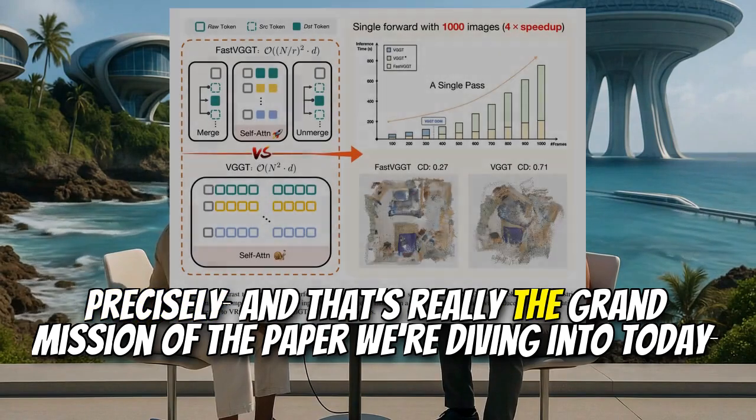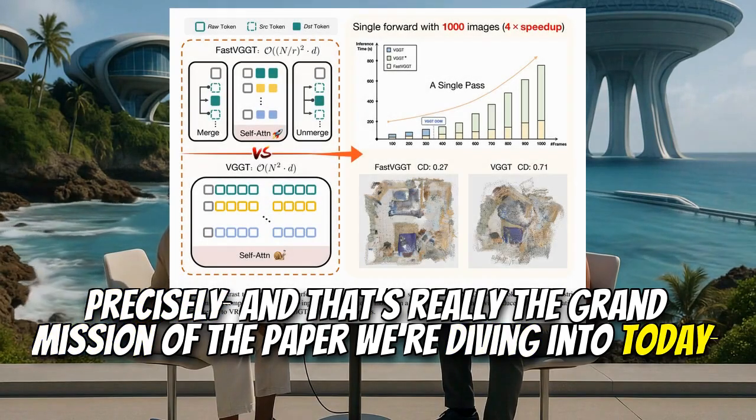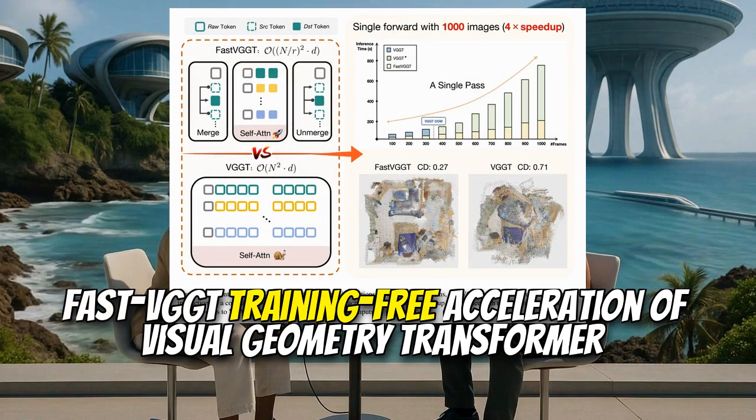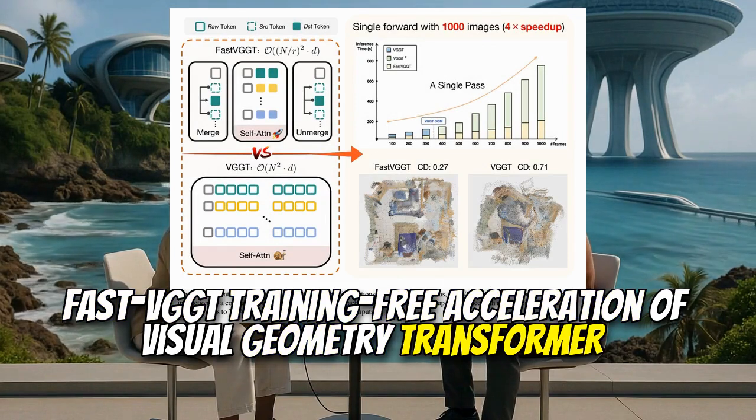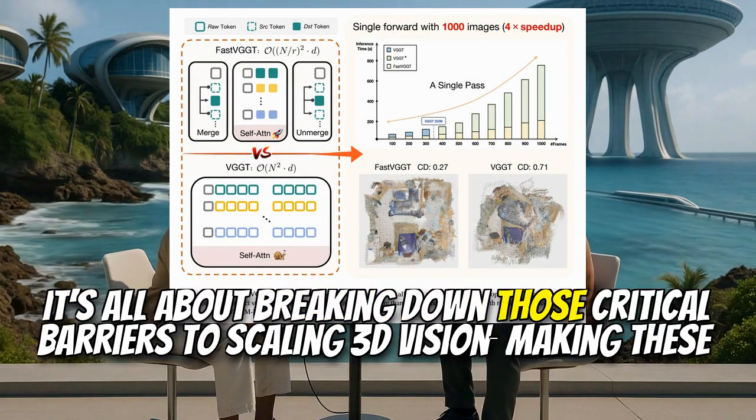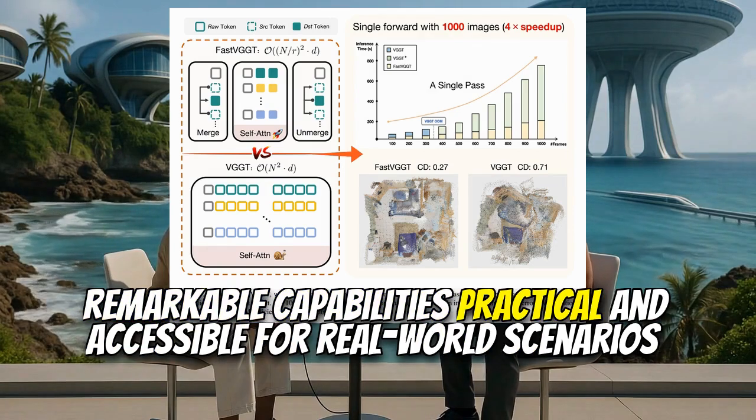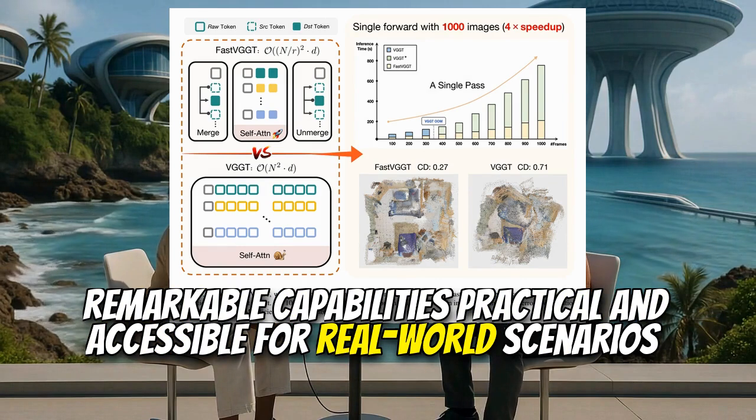Precisely, and that's really the grand mission of the paper we're diving into today, Fast-VGGT, Training for the Acceleration of Visual Geometry Transformer. It's all about breaking down those critical barriers to scaling 3D vision, making these remarkable capabilities practical and accessible for real-world scenarios.